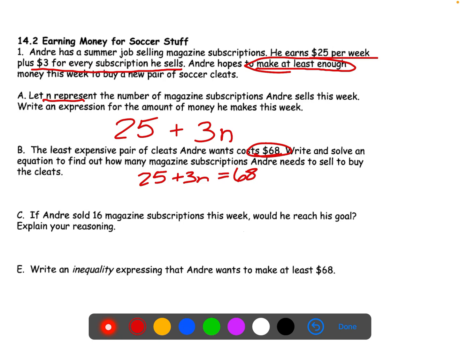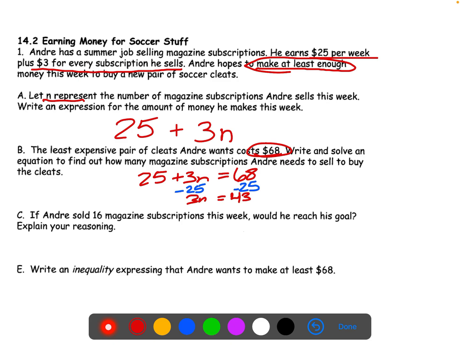So keep in mind when we're solving these equations, we want to do the inverse operation, the inverse of something, and then balance it on both sides. So let's get rid of this $25 we know he's going to make that week. Let's subtract 25 and balance it on this side. That's going to leave us with 3n equals 43.